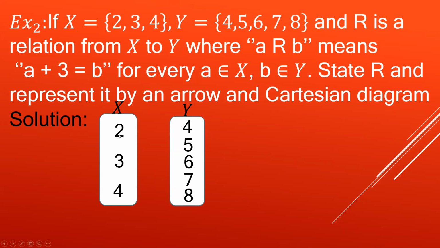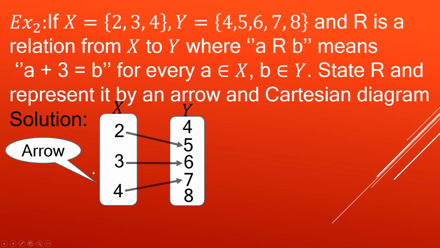Here, the first element in the first set is 2. If I add 3 to 2, the result is going to be 5. So we need to draw an arrow from 2 to 5. And if I add 3 to 3, the result is going to be 6. So we need to draw an arrow from 3 to 6. And if I add 3 to 4, the result is going to be 7. So we need to draw an arrow from 4 to 7.